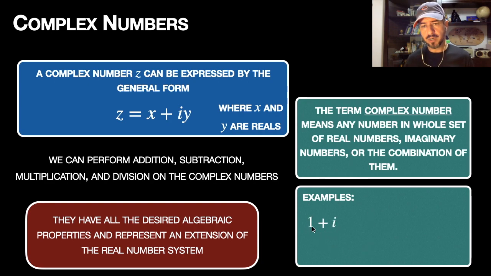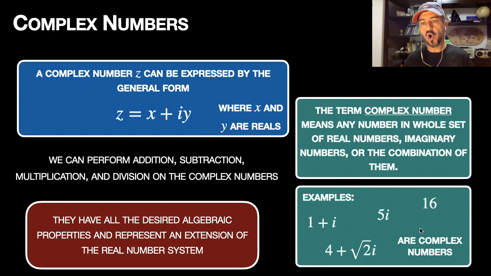This is a real number combined with this term i, which is imaginary, and there is an addition between these two numbers. 5i, which is an imaginary number, is also a complex number. 16, which is a real number, is a complex number. And this is another addition example of a real and an imaginary number. So all these are examples of complex numbers.